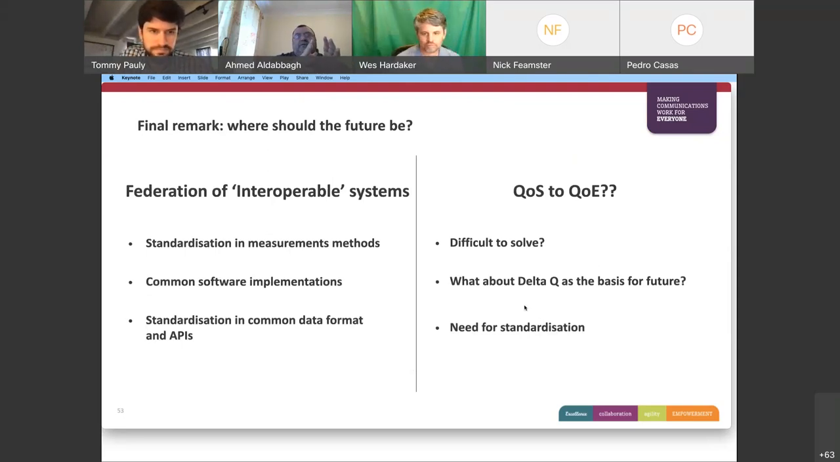Next slide, please. So Ahmed, you're about out of time. I'm just on the last slide. So I will go back to talk about quality of experience. Delta Q will be discussed later in the week. That could form the basis for a theoretical framework, but I think it might need to be taken a bit further. Standardization we talked about. And also the future for this game, because we need a lot of data to make the measurements meaningful, and that is around standardization, common software implementations, and also common data formats and APIs.